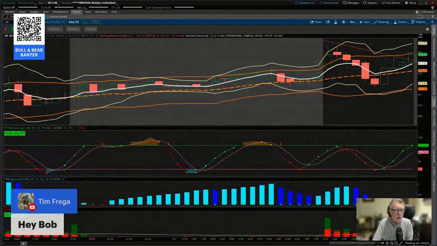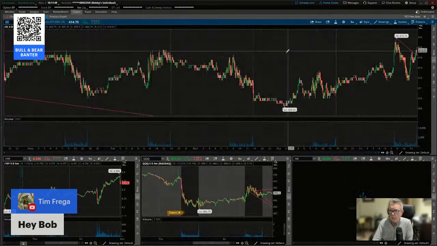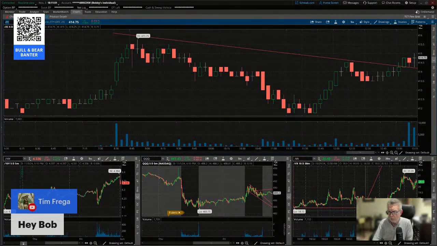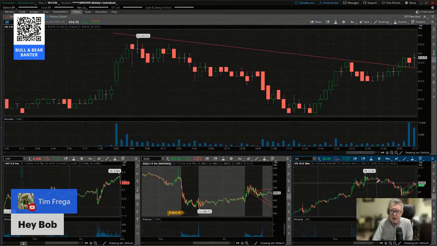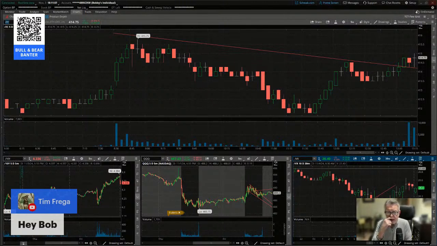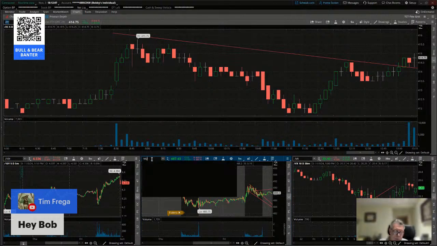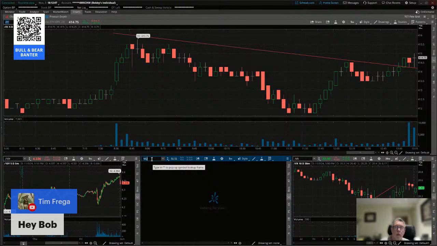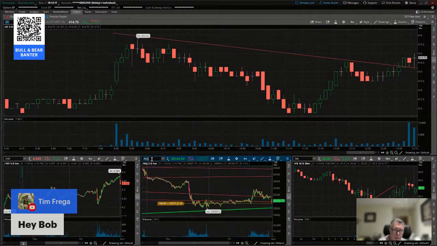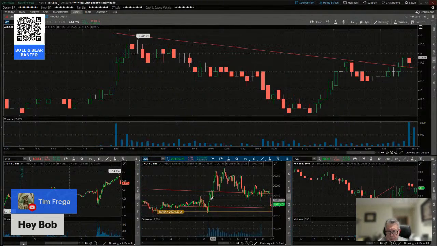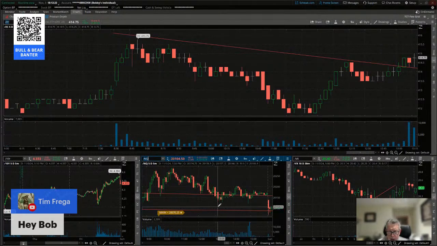Now I want to take a look at volatility. The volatility is actually down. I'm very surprised to see that. Let's bring up the NQ here. NQ remains down.